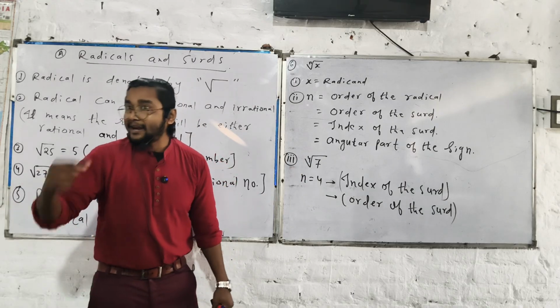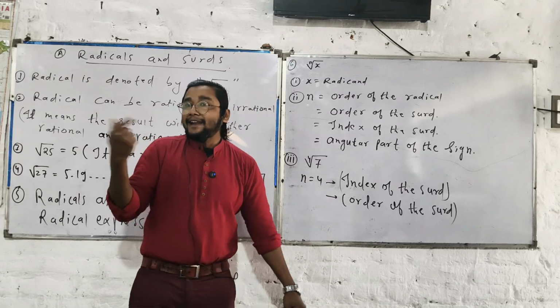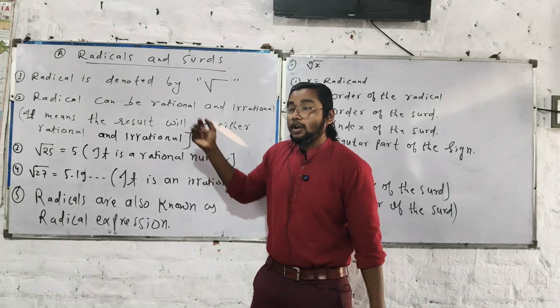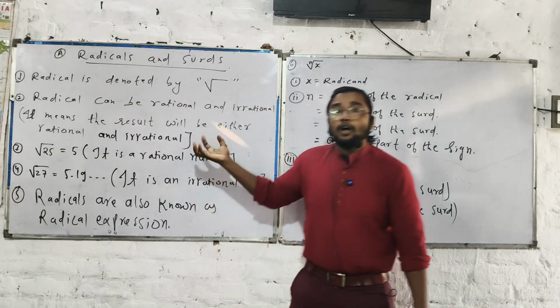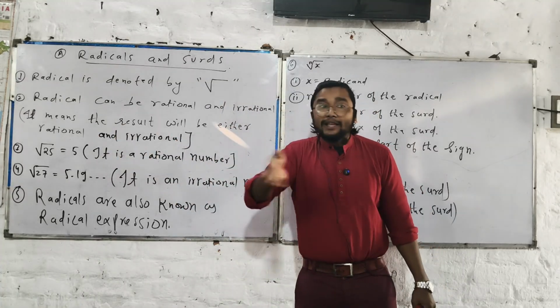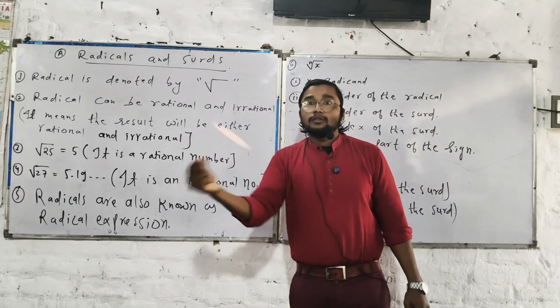A surd is a part of the radical, but a radical is not a part of the surd. All the surds are radicals, but all the radicals are not surds, because a surd is only defined when the result is irrational.